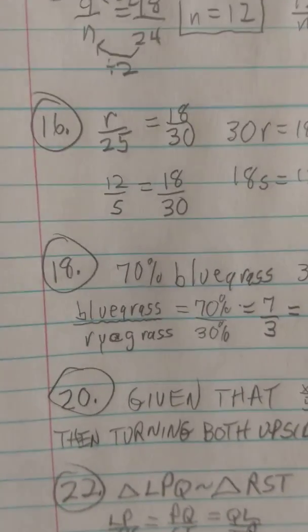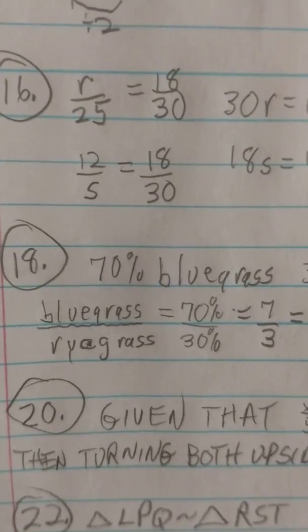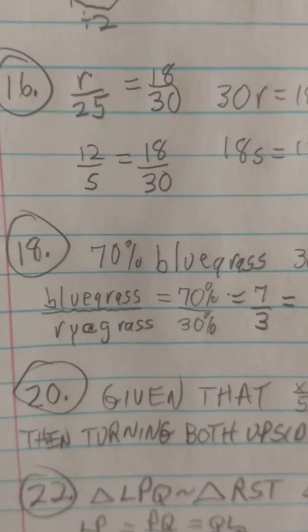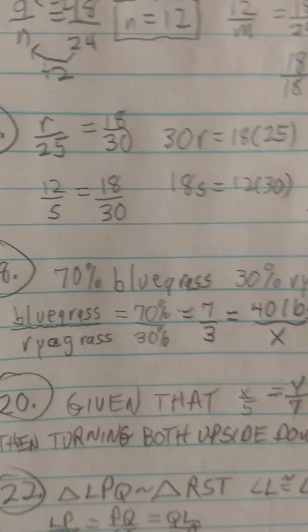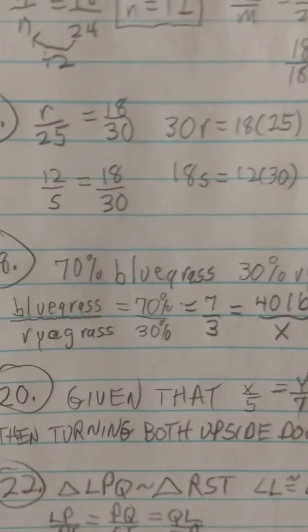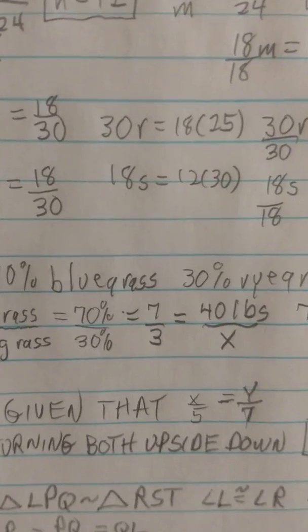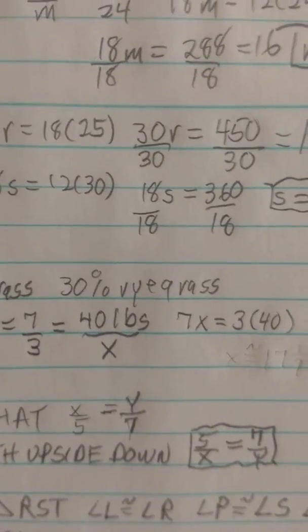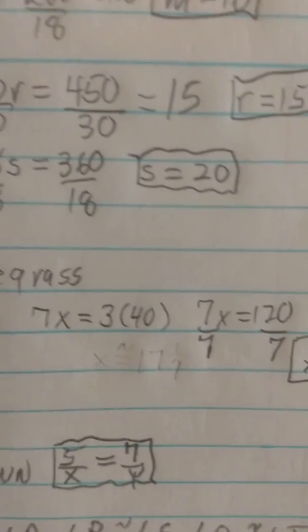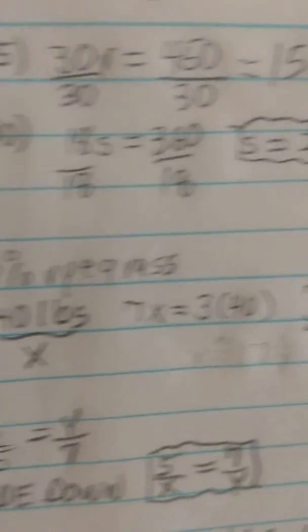Okay, and now the next unknown that we need to solve for is s. So 12 over s equals 18 over 30. We can use the same pair on the two triangles. So 18s equals 12 times 30, and 18s is 360, divided by 18 gives us s equals 20.